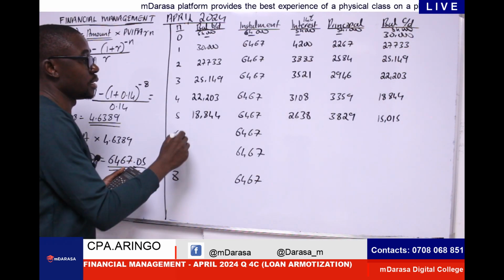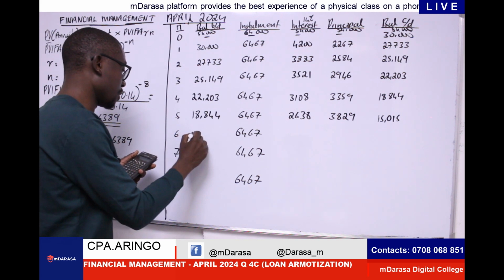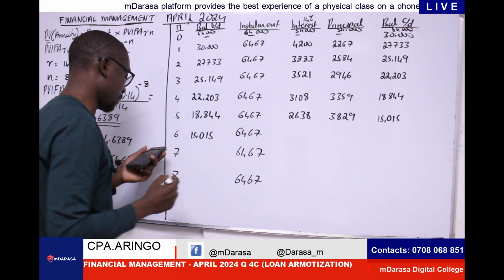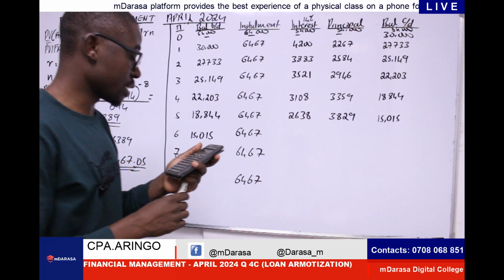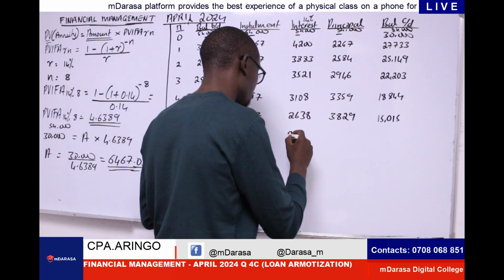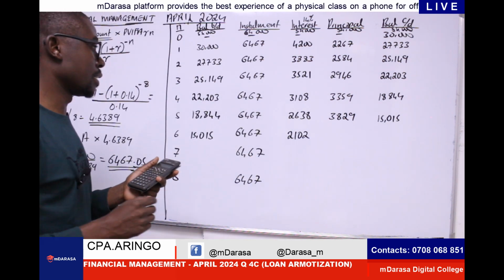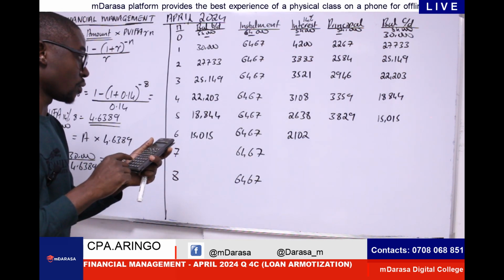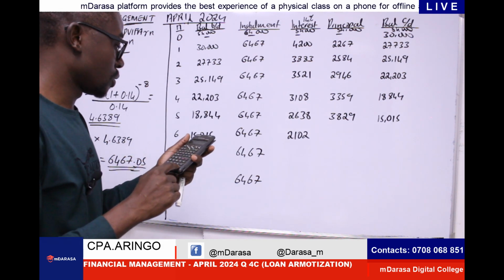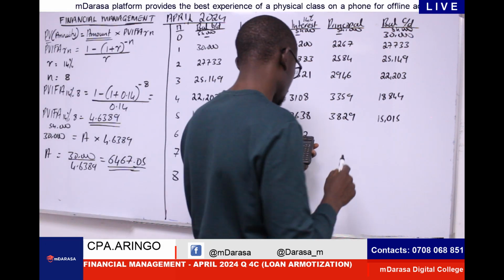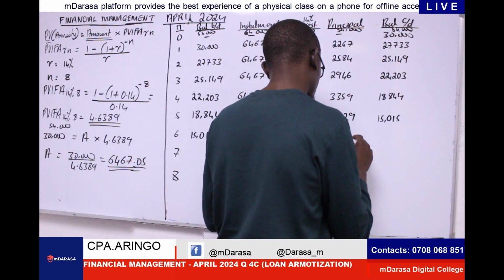So in year 6 or period 6, I'll be having 15,015 times 0.14. My good students, I'm getting 2102. So that as at the end of that period, we'll be having 6467 minus answer to give me 4365.